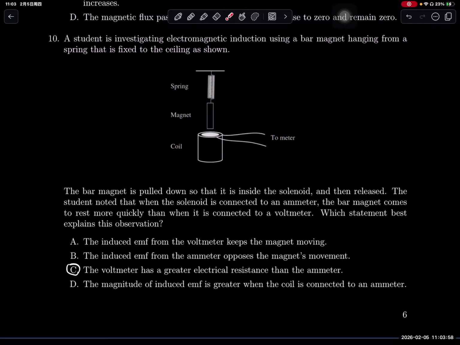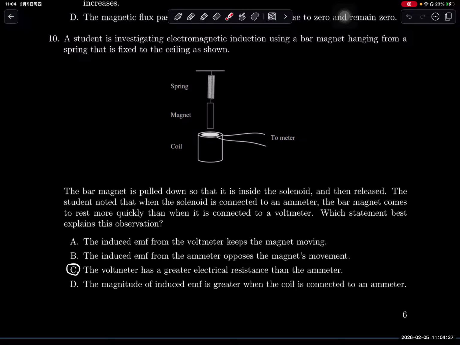Okay, so the reason that it comes to rest more quickly is because as the magnet oscillates, there will be an opposing force due to the induction of current. By Lenz's law, there's a repulsive force, and the ammeter is the one that allows current to flow. Okay, which indicates the ammeter has a very small resistance, and hence it comes to rest earlier, as this opposing force exists by Lenz's law.